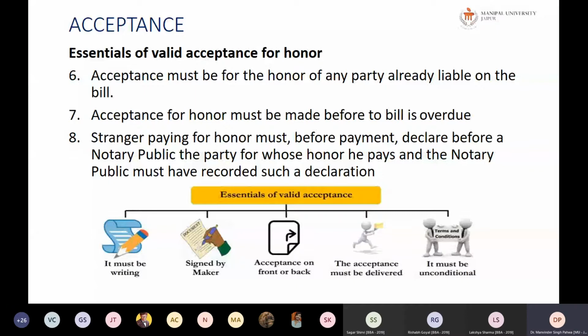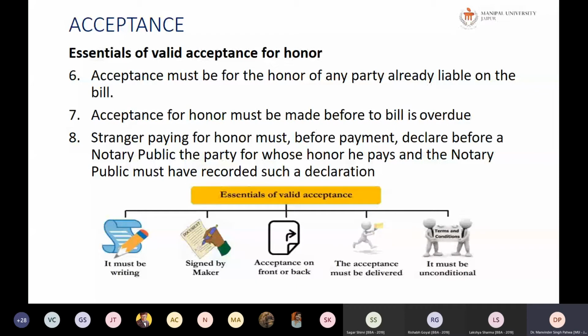Because this particular person, the drawee, has to pay the acceptor for honor after a certain period of time the money which the acceptor for honor has paid, or for which the acceptance has been given. Now there are five essentials which we have just now studied.